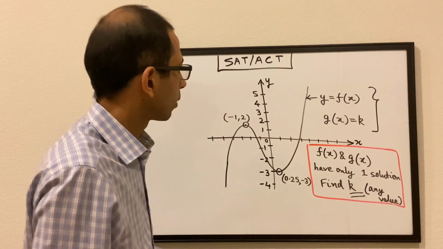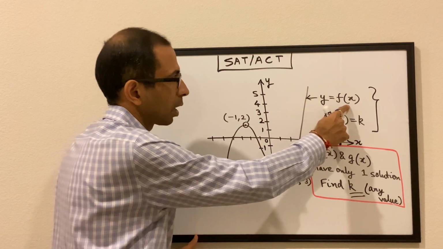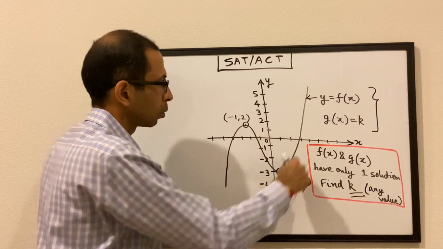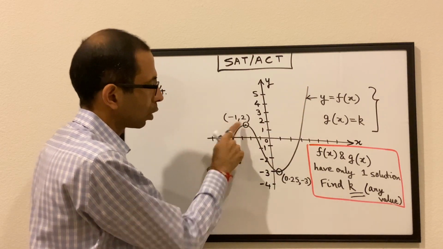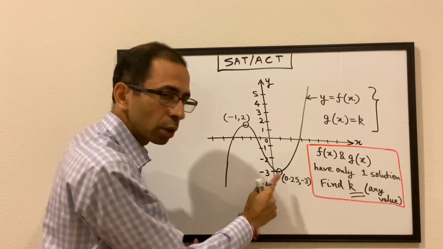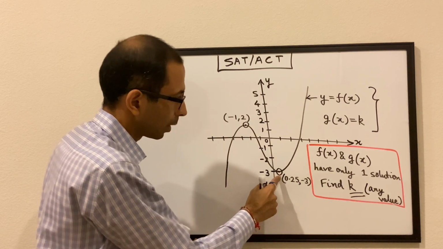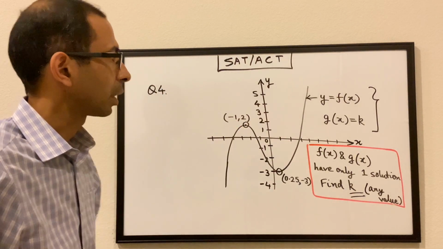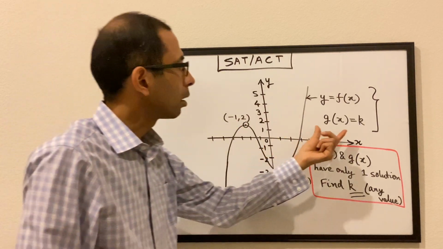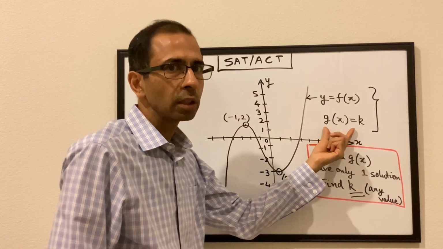First of all, we know how the function f(x) looks like, right? The shape is going to be like this. They've also given us 2 points, the local maxima point here (-1, 2), and they've also given the coordinates of this point, which is the local minima (0.25, -3), correct? So we pretty much know the shape of f(x). We need to understand what will be the shape of g(x) equal to k.